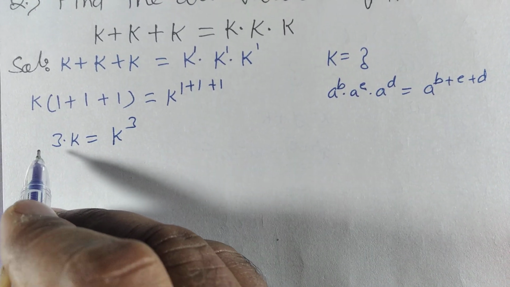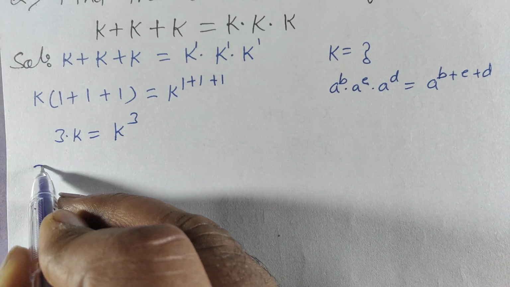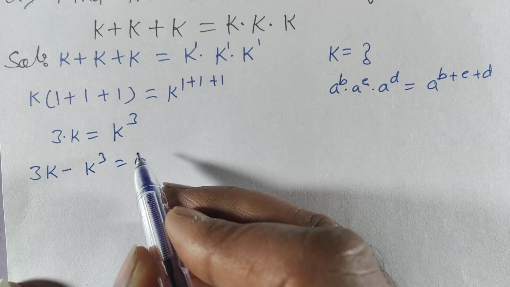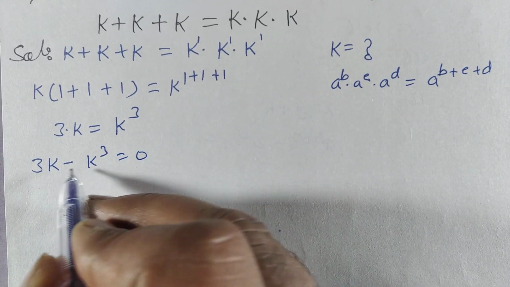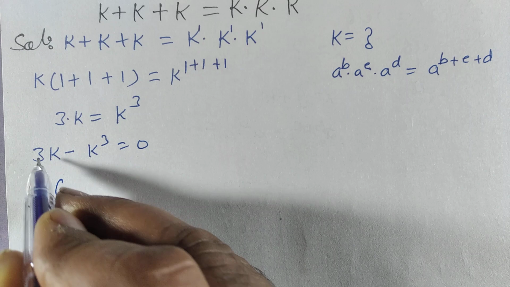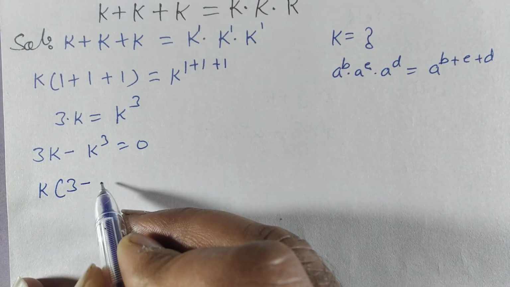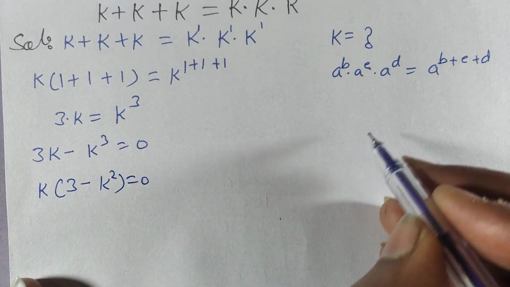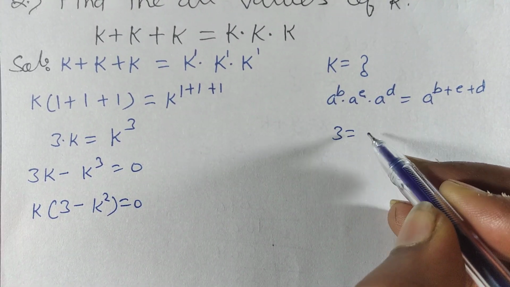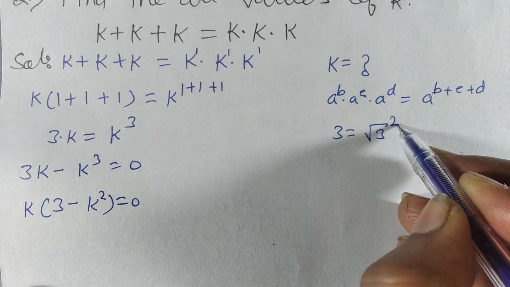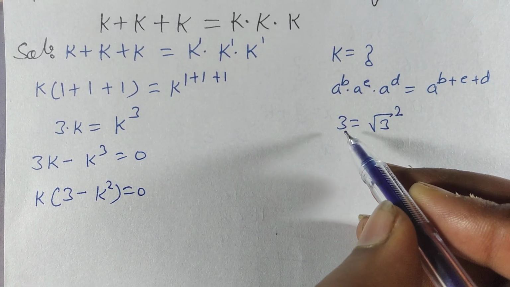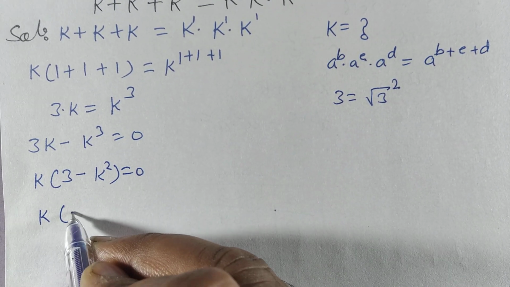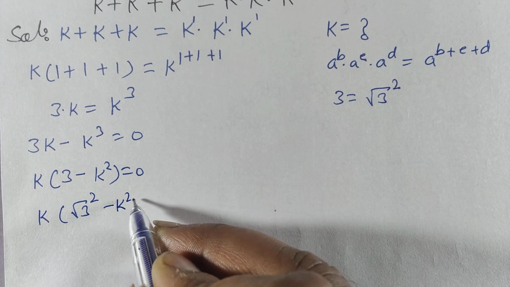1 plus 1 plus 1 is 3, so 3 times k is equal to k cube. Moving k cube to the left side, 3k minus k cube is equal to 0. Taking k as common, remaining in this term 3, and here remaining k square, is equal to 0. 3 is equal to the square root of 3 square. Putting the value of 3 here, k times square root of 3 square minus k square is equal to 0.